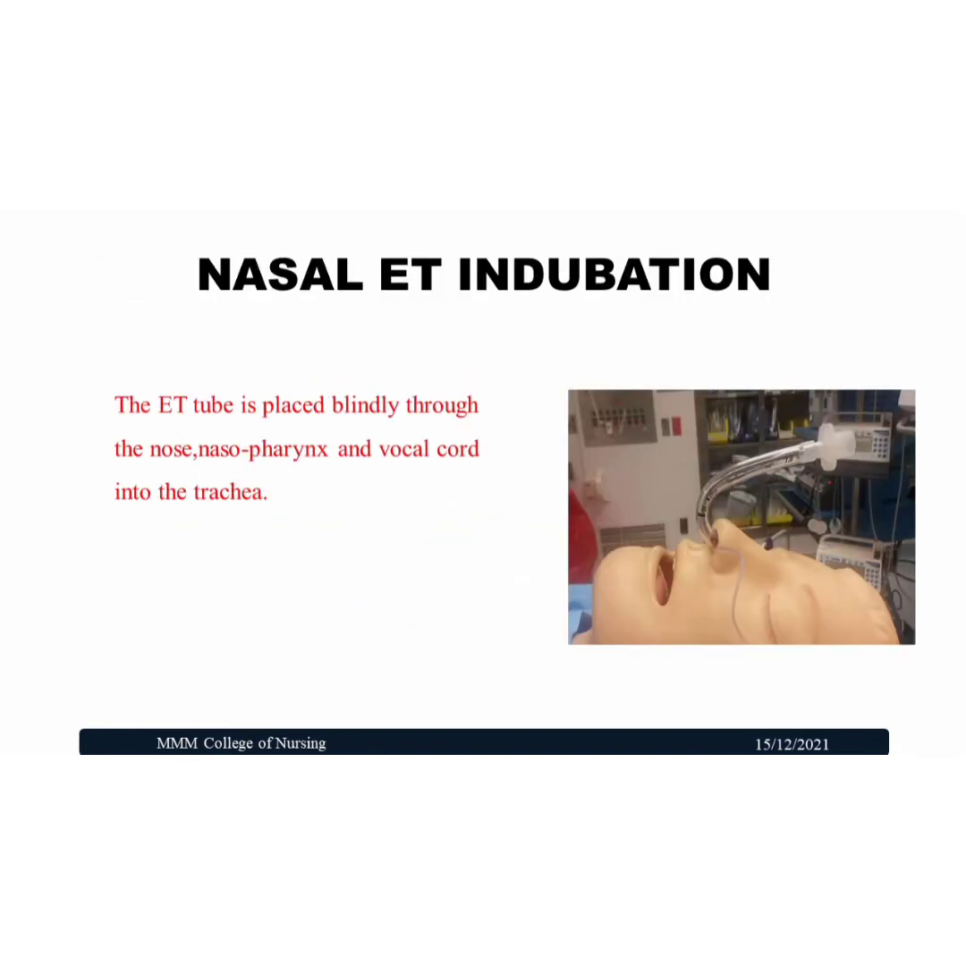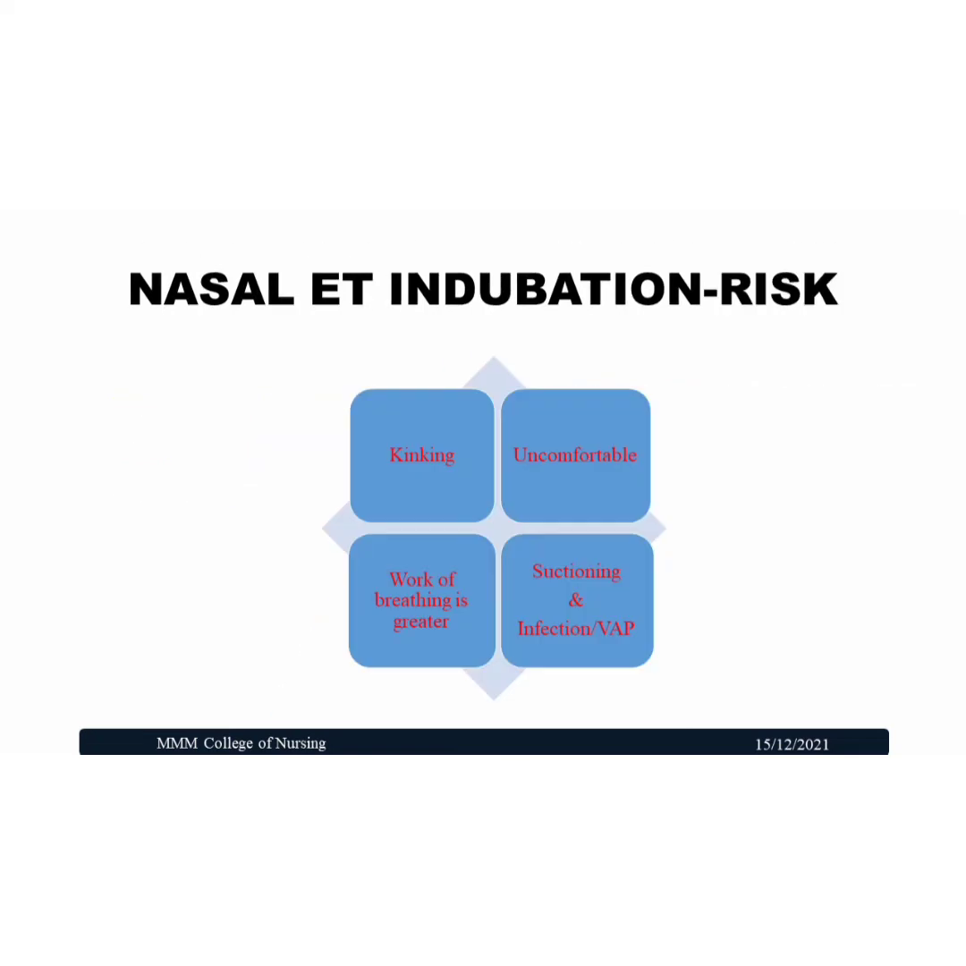Next, let's see nasal endotracheal intubation. The endotracheal tube is placed blindly through the nose, nasopharynx and vocal cords into the trachea. In nasal endotracheal intubation, the risks include kinking, discomfort for the patient, greater work of breathing, suctioning is a challenge, and infection and ventilator-associated pneumonia are more likely when intubating through the nasal route.